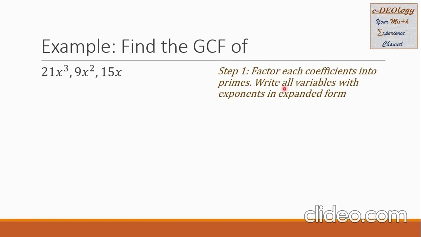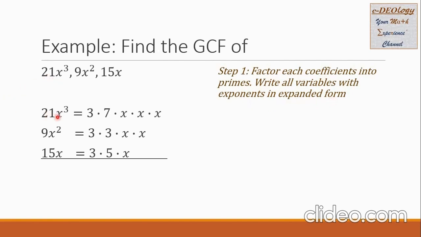Let's have an example. Find the GCF, or greatest common factor, of the three terms. 21x cubed, the second is 9x squared, the third term is 15x. In step 1, let us factor each coefficient into primes. We write all variables with exponents in expanded form.